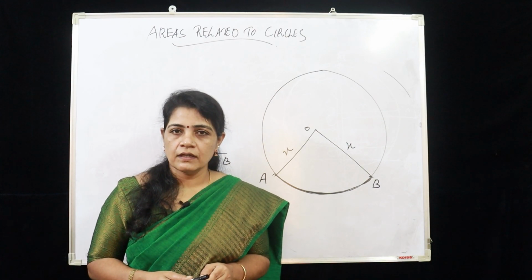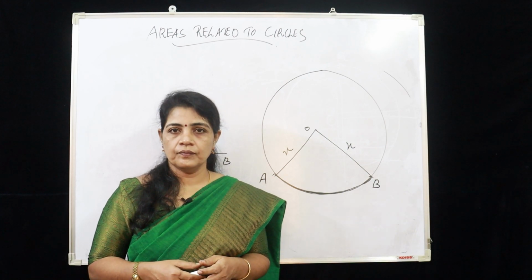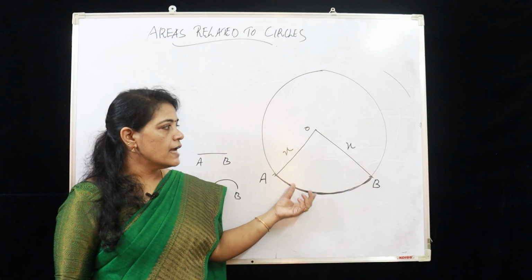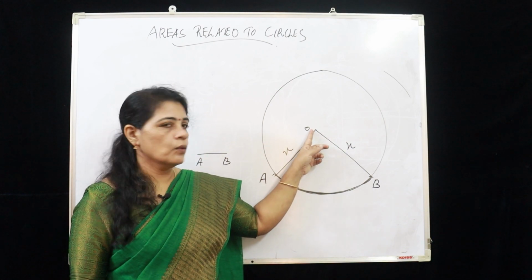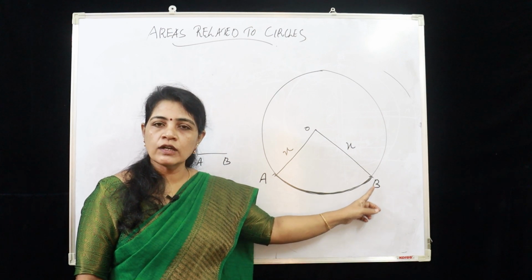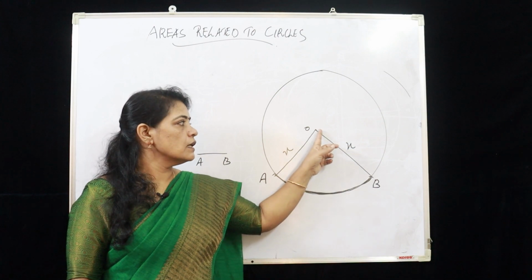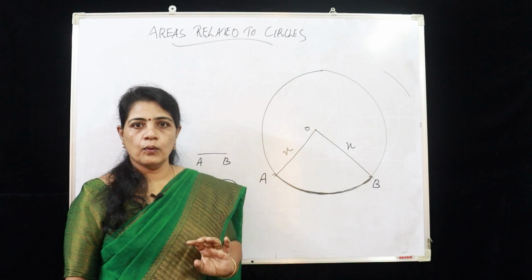What is an arc of a circle? It is nothing but a part of a circle or a piece of a circle. Here I have drawn a circle with the center O, and I have taken 2 points on the circle and I joined the end points with the center of the circle O.